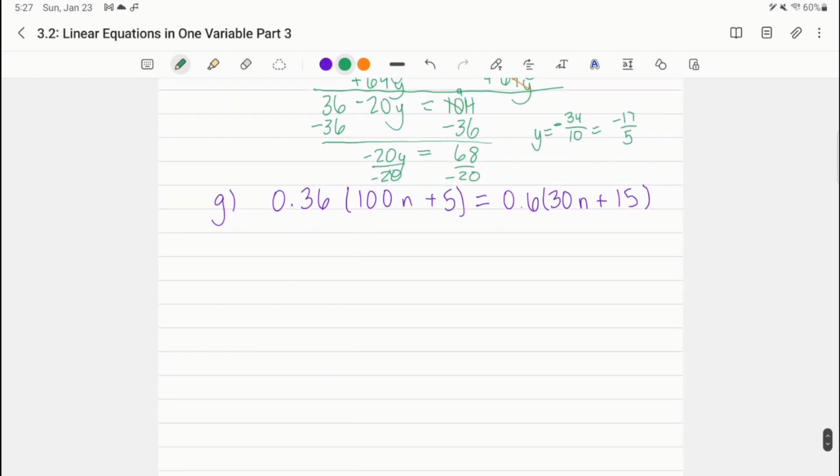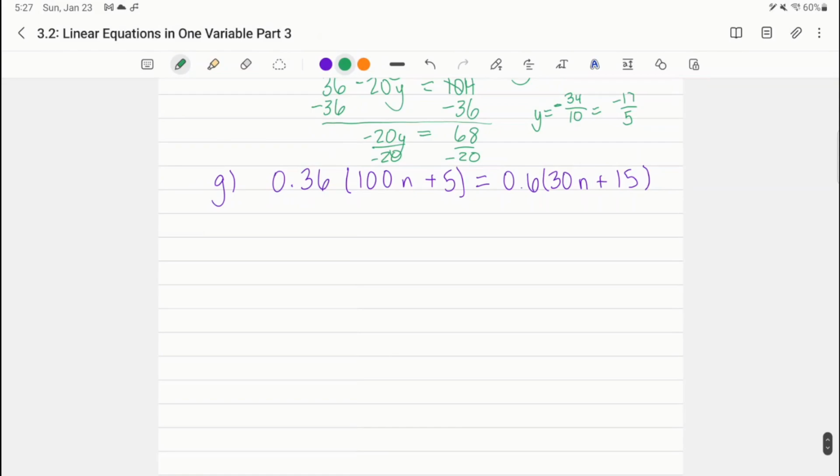Then our last example for these notes. Now, just like with fractions, whenever I have parentheses with decimals, I do recommend distributing first. So 0.36 times 100n is 36n. 0.36 times 5. So let me do that off to the side. 0.36 times 5. 5 times 6 is 30. Carry the 3. 5 times 3 is 15. Plus 3 is 18. And because of the 2 decimal places, I'll get 2 decimal places in my answer. So 1.80. Or just 1.8.